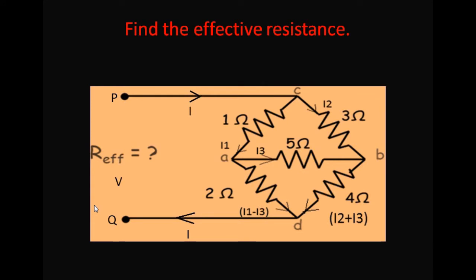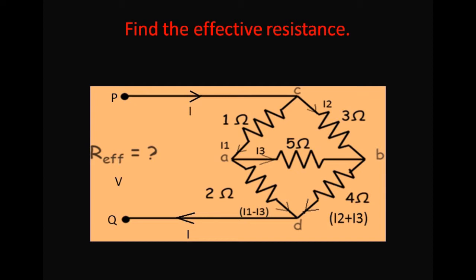Now here we have the question. Here we have together 5 resistors connected in rather complicated circuits. This kind of circuits are usually called Wheatstone bridge circuits.